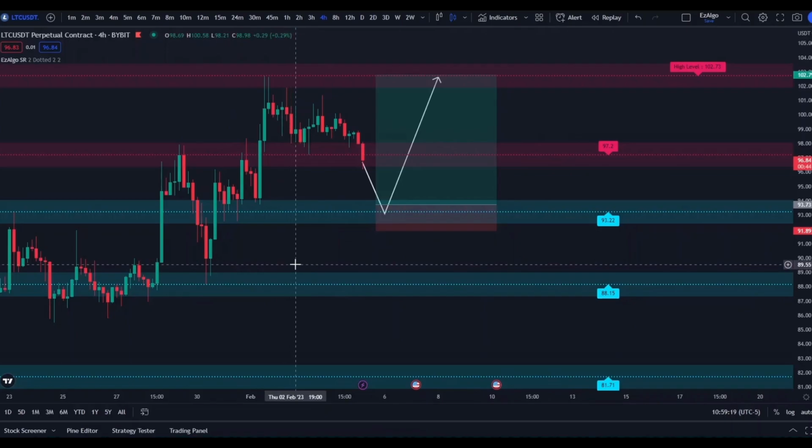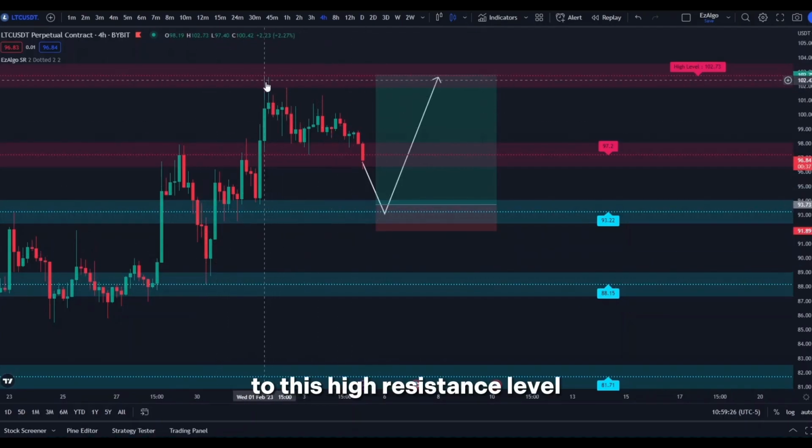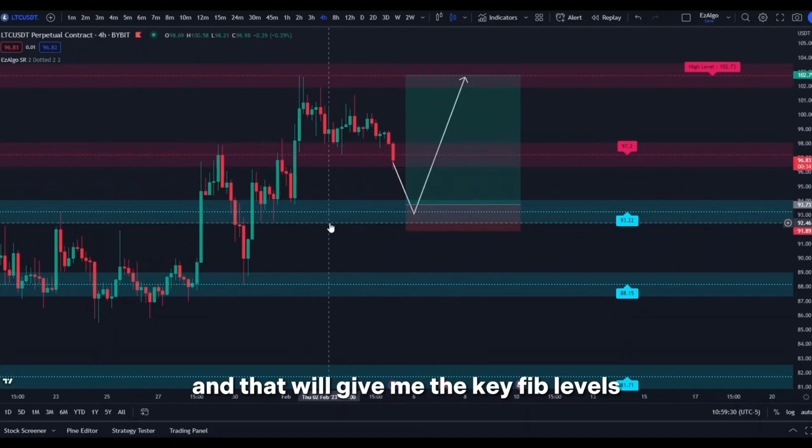So if you're struggling with where to actually draw your fib, look at these support and resistance levels. I'm going to draw it from this support level to this high resistance level, and that will give me the key fib levels that I'm looking for.